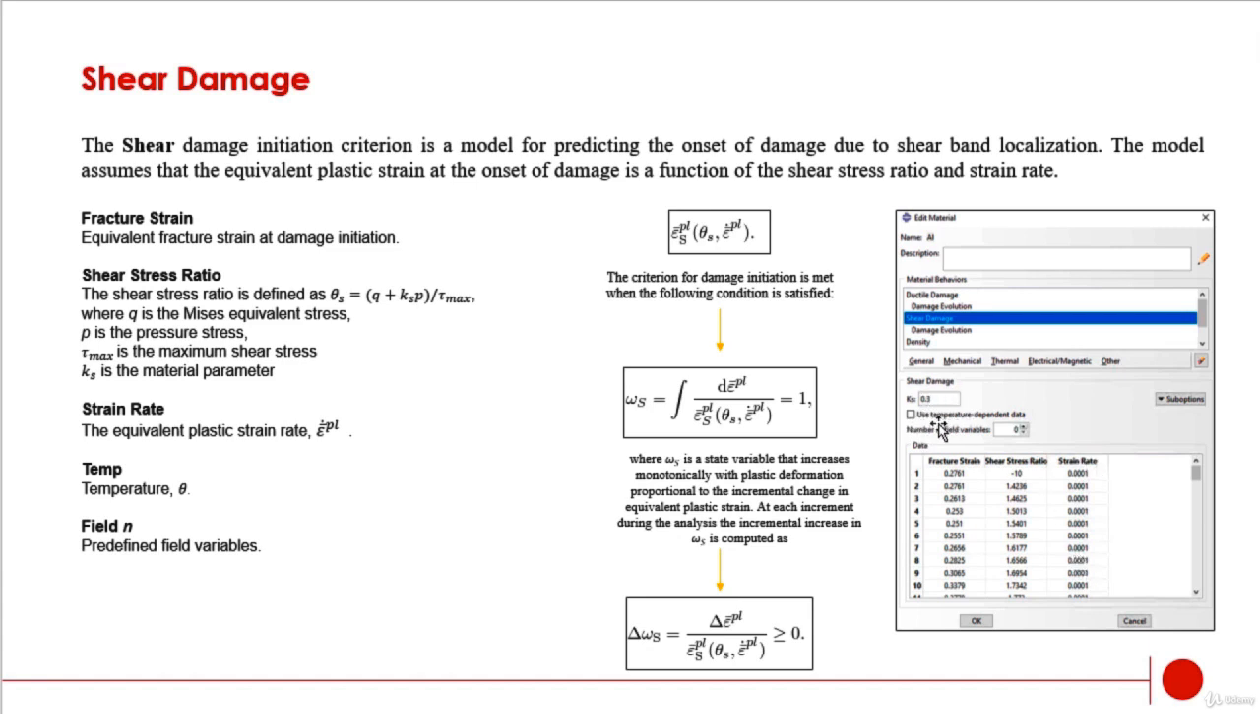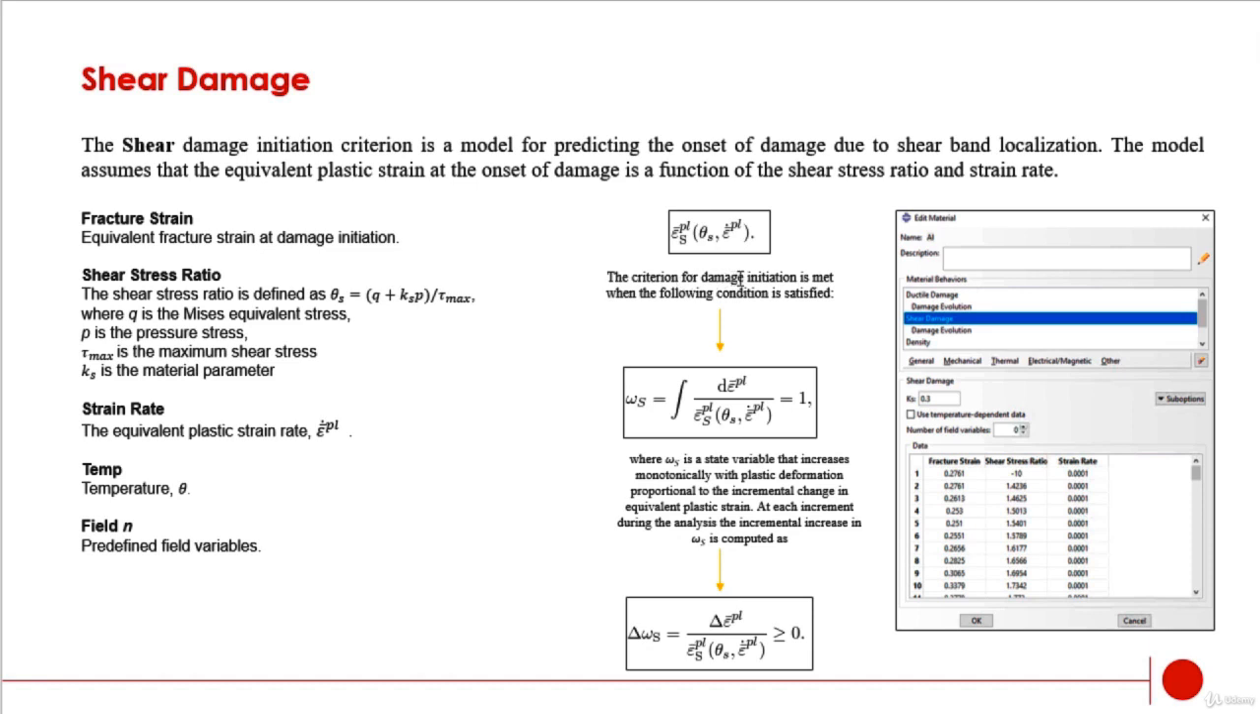And here we can activate use temperature dependent also to add the temperature. And also from a sub option, we can add the damage evolution parameters based on displacement or based on energy. So here the shear stress ratio is defined by this formula, where Q is the von Mises equivalent stress, Ks is a material parameter whose value varies for different materials, for instance, for aluminium it is 0.3, P is the pressure stress, and tau max is the maximum shear stress, and also the strain rate that we show with epsilon dot PL.